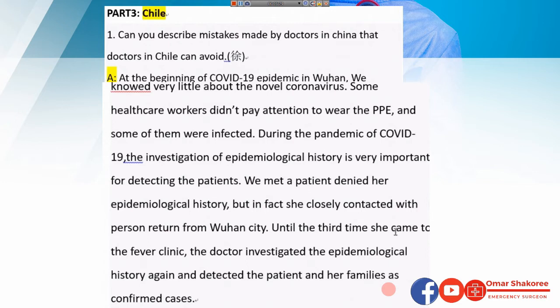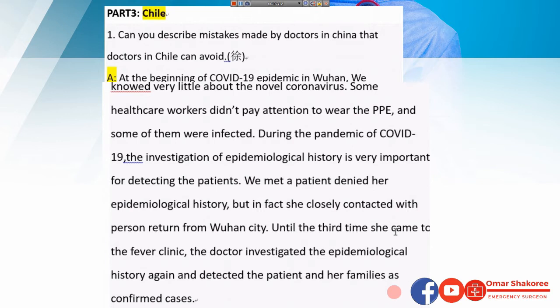Now, doctors in Chile ask them, can you describe mistakes made by doctors in China that other doctors can avoid? They said at the beginning of the COVID-19 epidemic in Wuhan, we knew very little about the novel coronavirus. Some healthcare workers didn't pay attention to wearing personal protective equipment, and some of them were infected. During the pandemic of COVID-19, the investigation of epidemiological history, and again they focus on epidemiological history, was very important for detecting the patients.